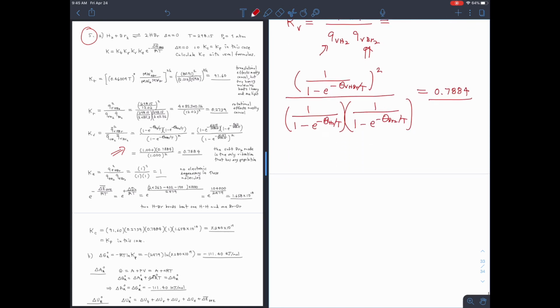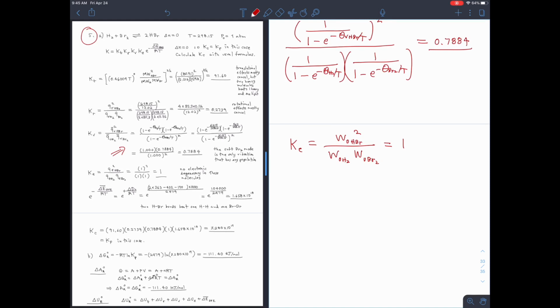That's the vibrational contribution. The electronic contribution is just ground state degeneracy, so that's omega 0 for HBr squared over omega 0 for H2, omega 0 for Br2, but those are all ones, and so the electronic contribution is just one.